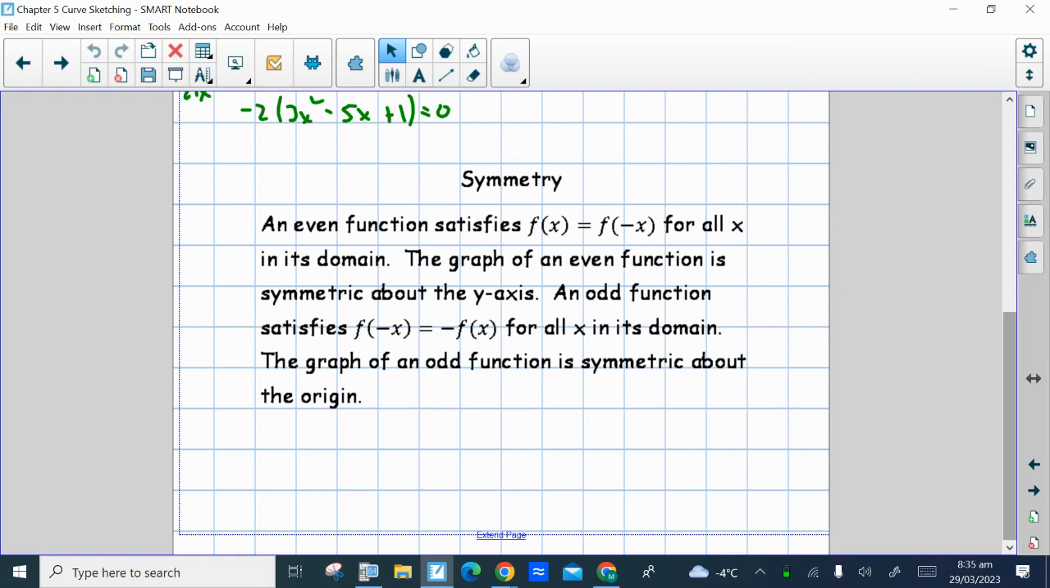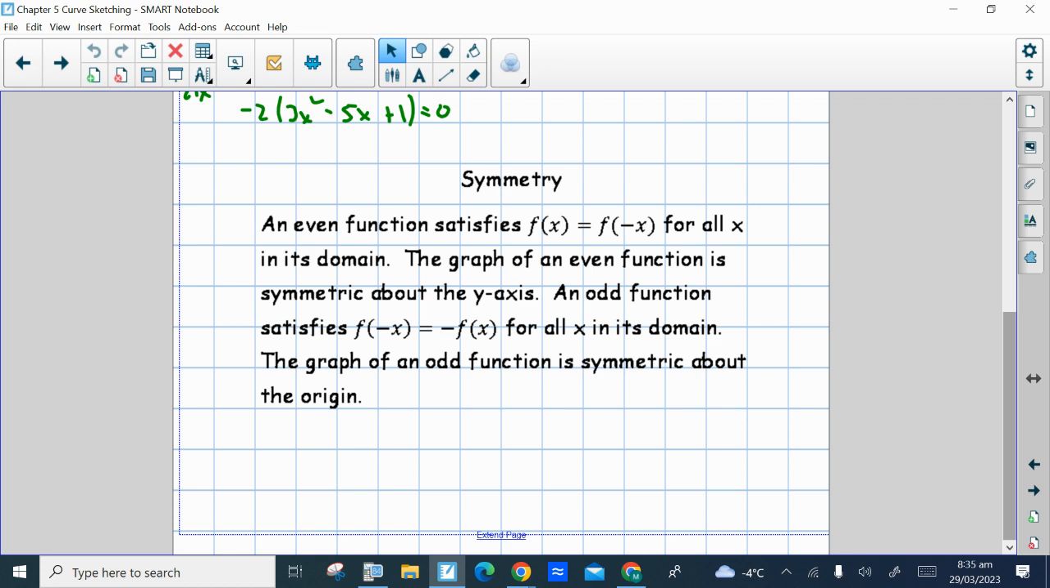Okay, so we're going to finish off lesson 1 and then do lesson 2. Sometimes determining whether a graph has symmetry might help you with a sketch. A function is even if f(-x) equals f(x). In other words, if you take a function, replace the x with negative x and simplify, and you get the same as the original function, then we classify that as even. And when a function is even, it's symmetrical about the y-axis.